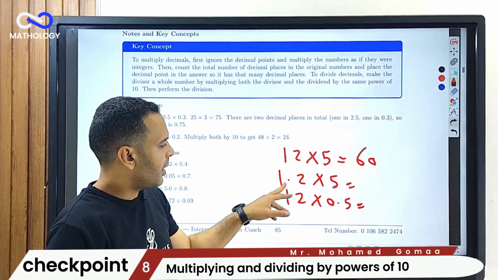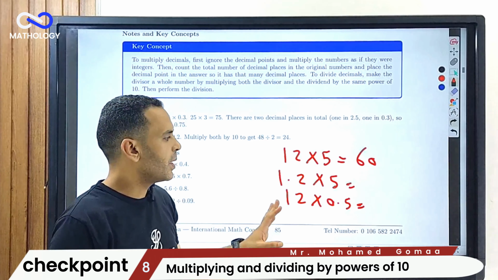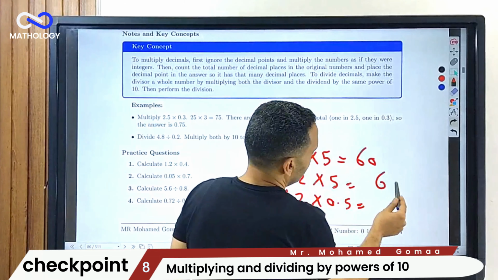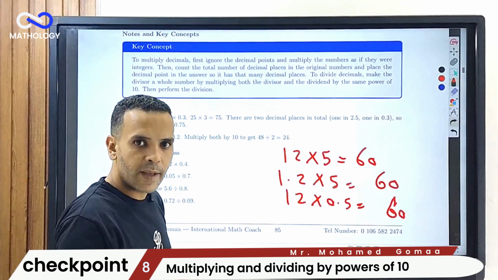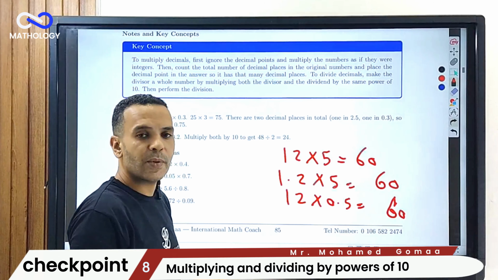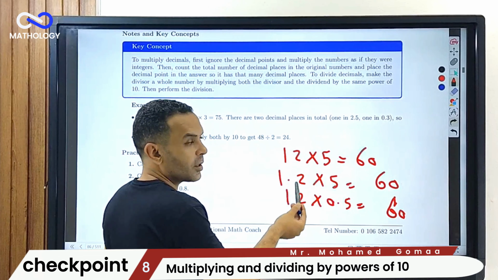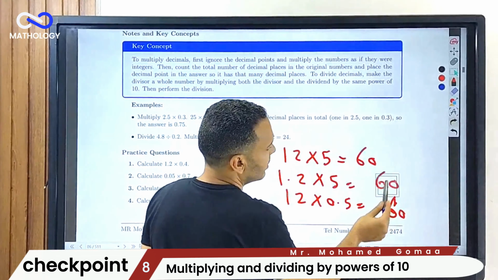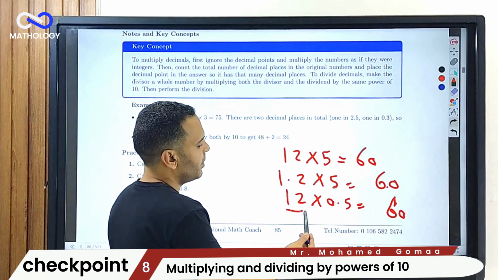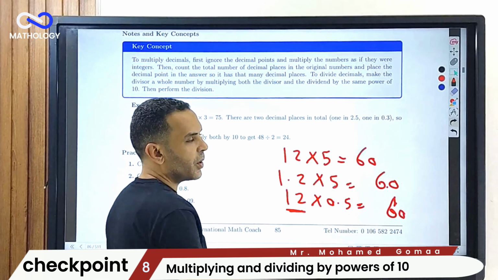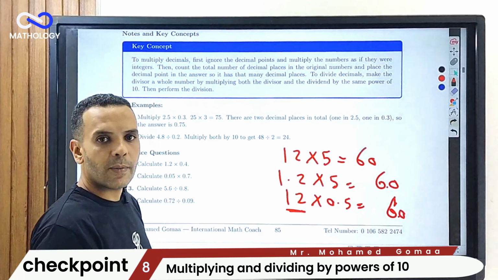They differ just in the position of the decimal point. So all of them have the same answer, but they differ in the position of the decimal point. Here we put the decimal point after one digit from the right, so in the result, put the decimal point after one digit from the right. Here we keep 12 and we put the decimal point after 5, so we have to put the decimal point after one digit from the right.